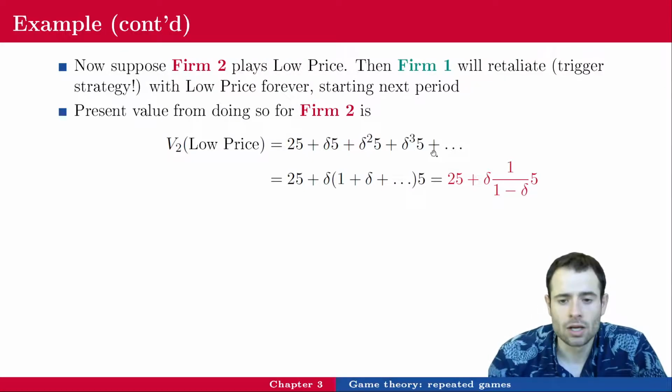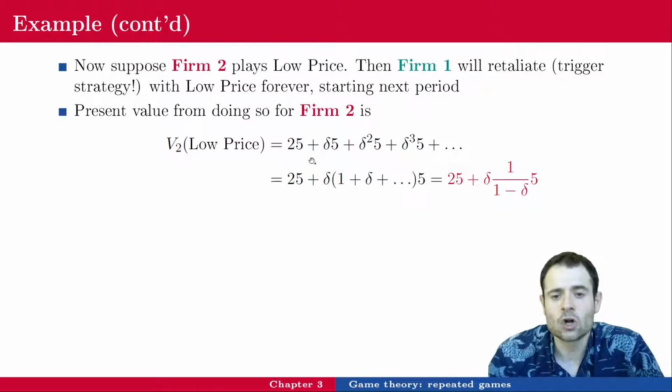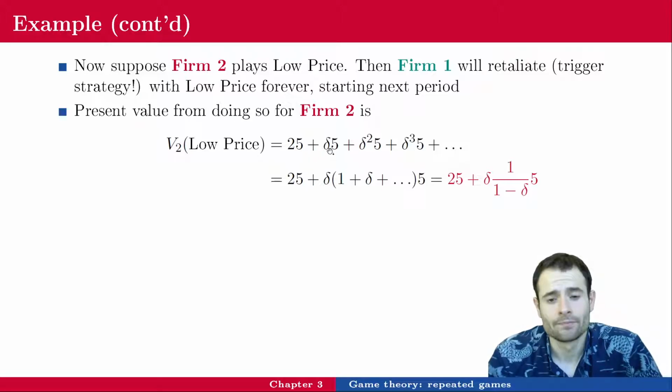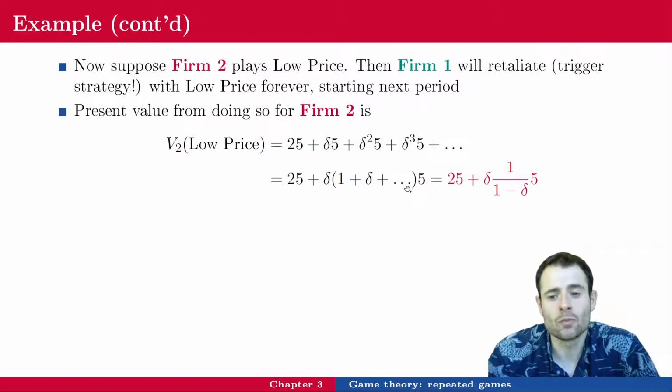Again, gathering all the discount factors, note that here, I do not start with 5, I start with 5 delta, because the payoff of 5 starts only tomorrow. Today, we have the nice payoff of 25. So we need to make 1 plus delta and so on appear to use the formula. However, we start with delta. So we can factorize by 5 and by delta to get, in brackets, 1 plus delta plus and so on. Now, this number here is equal to 1 over 1 minus delta.